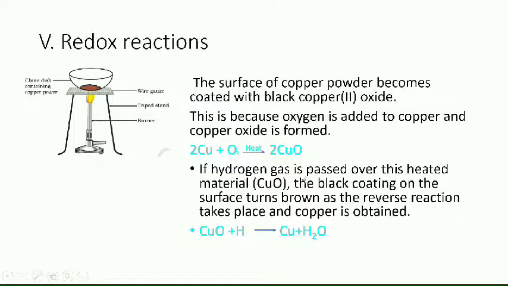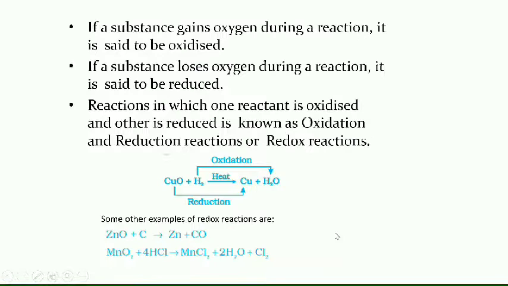Next, if hydrogen gas is passed over this heated copper oxide, then the black coating on the surface turns brown. It means a reverse reaction is taking place, where the copper oxide, which is black in color, is reacting with the hydrogen and reversing the previous reaction, forming copper and water. So in these two types of reactions, in one case there is addition of oxygen, and in another case there is removal of oxygen.